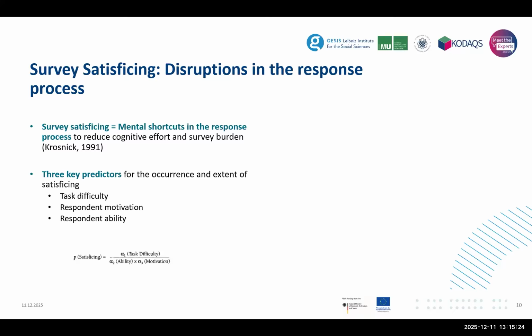And this little formula that you see at the end of the slide just basically gives you an idea in which direction these three key predictors affect satisficing. So if task difficulty is really high, then satisficing is also high. But if respondent motivation and ability is high, then on the other hand, satisficing decreases, or should decrease by theory.